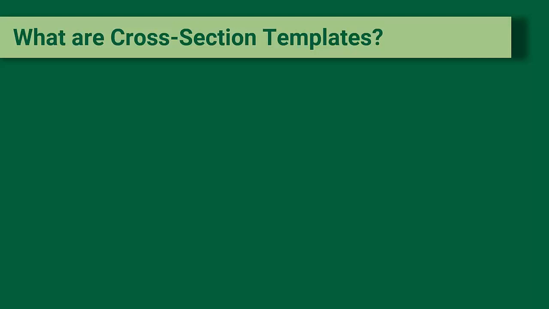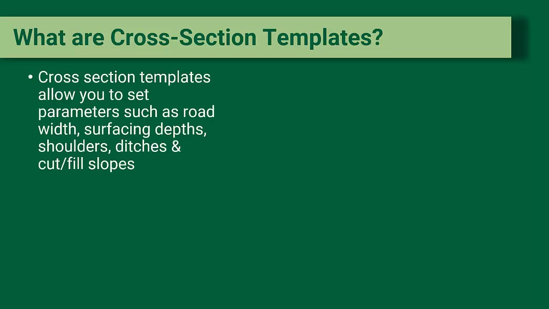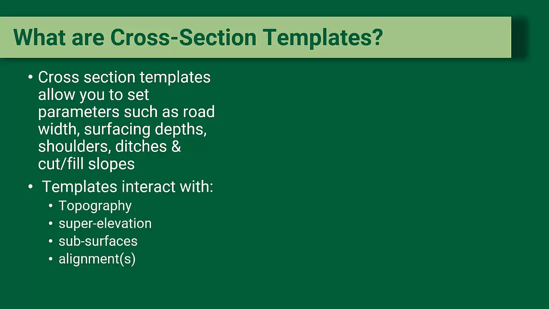So we'll start with the basics. What are cross-section templates? Cross-section templates are like mini computer programs built within a computer program, and they allow you to set parameters such as road width, surfacing depths, your shoulders, ditches, cut and fill slopes. They interact with a bunch of different things in order to figure out how to set those parameters. They're interacting with your topography, your super elevation, subsurfaces, other alignments.